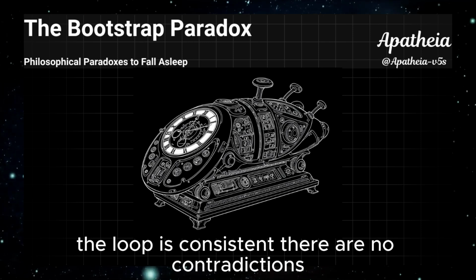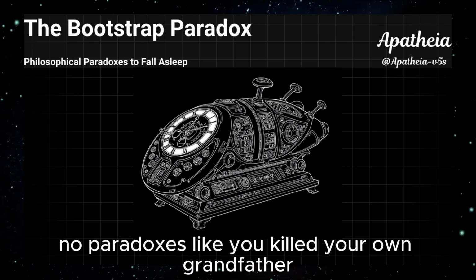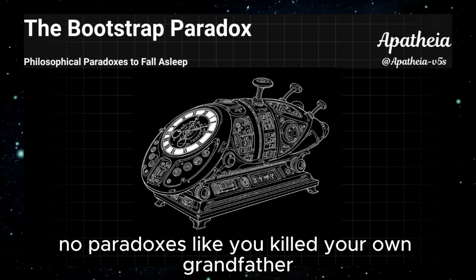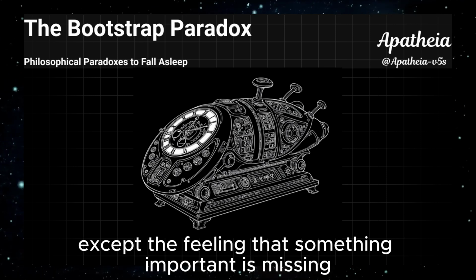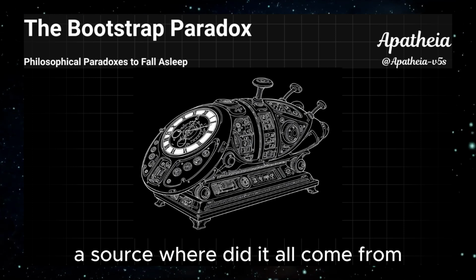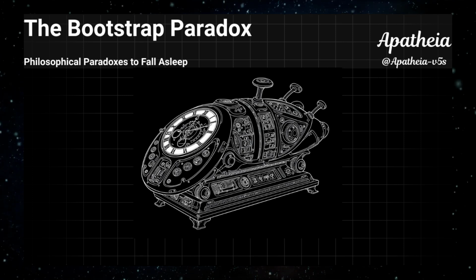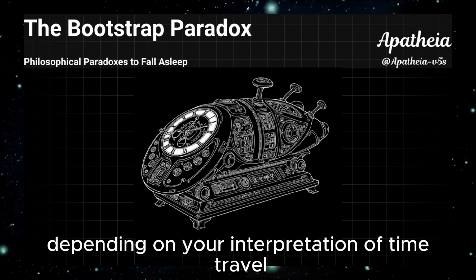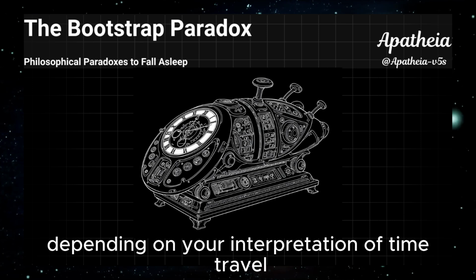The loop is consistent. There are no contradictions, no paradoxes like you killed your own grandfather. Everything checks out, except the feeling that something important is missing, a source. Where did it all come from? Can it really happen? In theory, yes, depending on your interpretation of time travel.